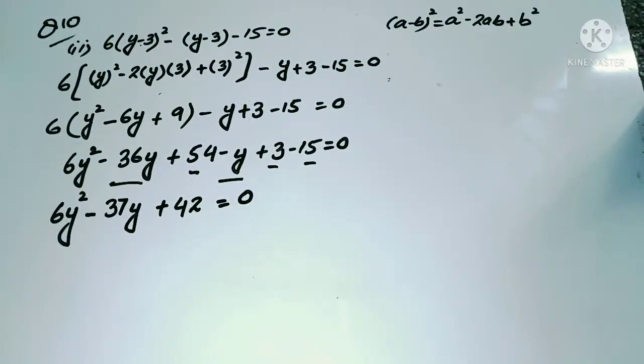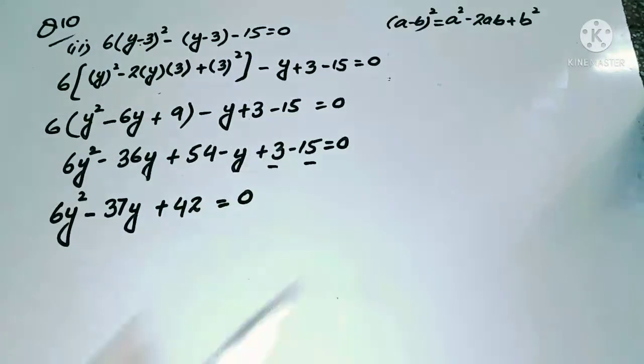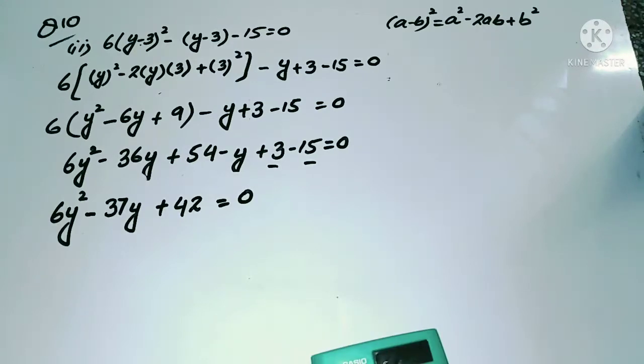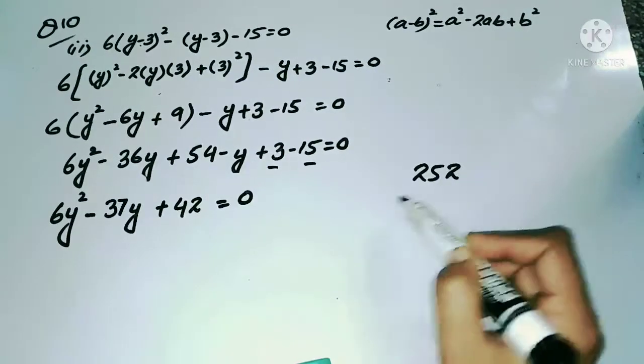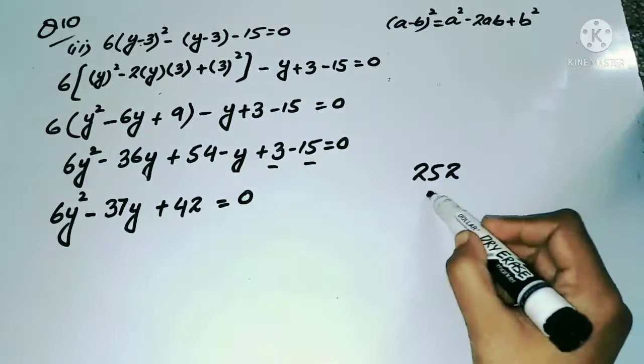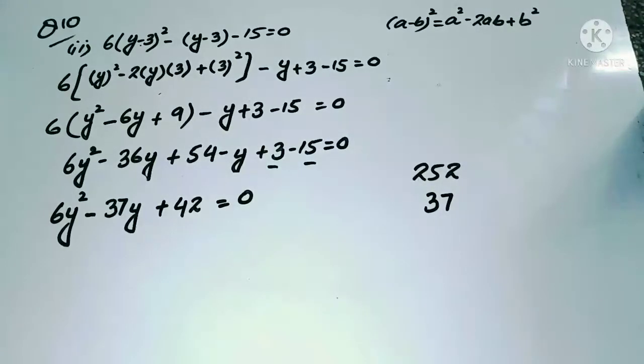Alright, students, now again you can see that this is a quadratic equation. So what you can do is factorize it. Now you have to multiply 6 with 42. So when you multiply 42 with 6, what you will get? 42 multiplied by 6 will be equal to 252. Now you have to choose two factors that when you multiply them you will get 252, and when you add or subtract them you will get the middle term, which is 37.